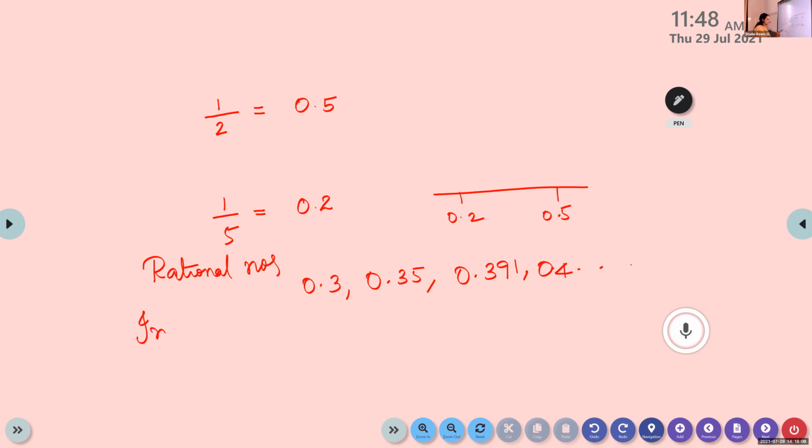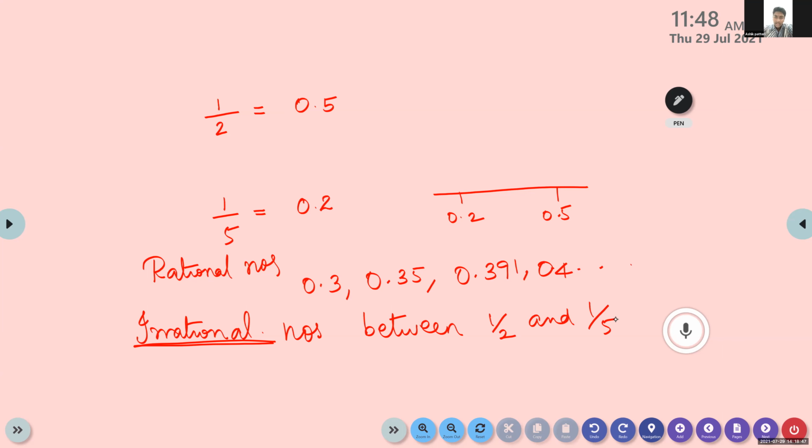Suppose the question is about irrational numbers. Can you give two irrational numbers between 1/2 and 1/5? See, the question is 1/2 and 1/5. Give two irrational numbers between 1/2 and 1/5. 1/3, is it irrational or rational?